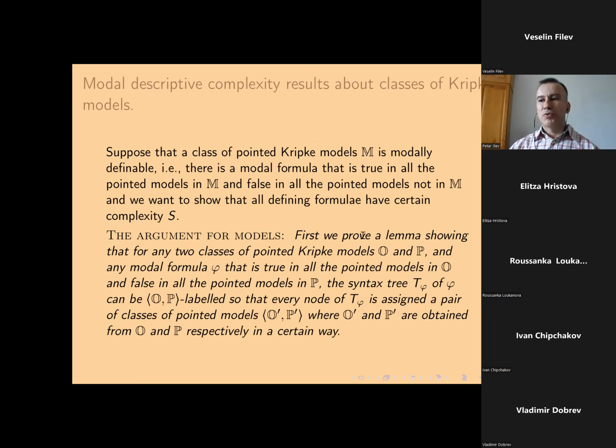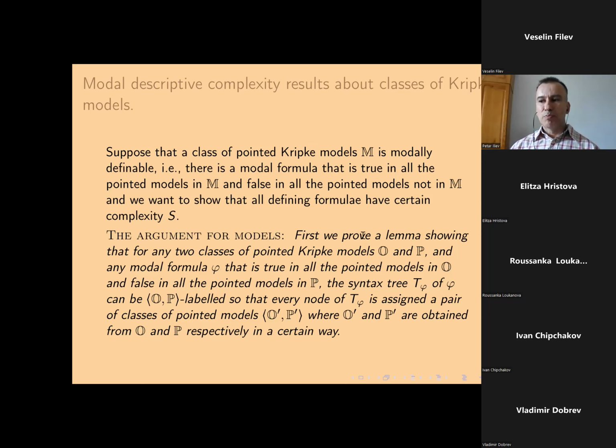Suppose we have a class of pointed models that is modally definable. Again, to remind you, modally definable means that there is a modal formula that is true in all the pointed models in the class and false in all the pointed models not in the class. And we want to show that all formulae that define this class M have a certain complexity S. Complexity can be length, quantifier alternation, number of disjunctions, conjunctions; it depends on the case at hand. But the general shape of the argument is as follows.